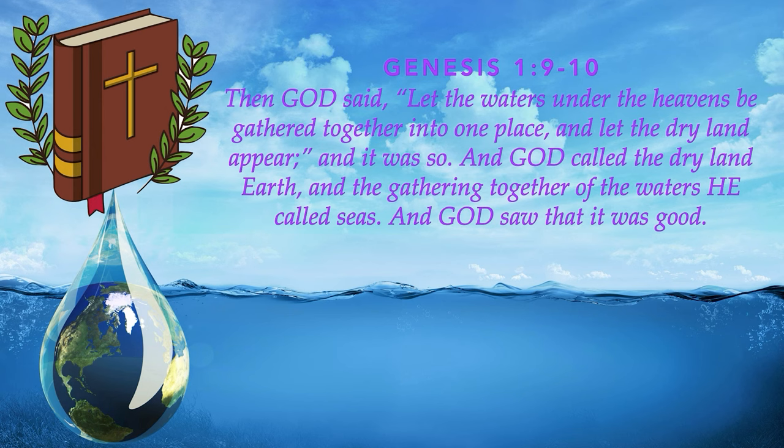Then God said, let the waters under the heavens be gathered together into one place, and let the dry land appear. And it was so. And God called the dry land earth, and the gathering together of the waters he called seas. And God saw that it was good. We'll learn more about this shortly.